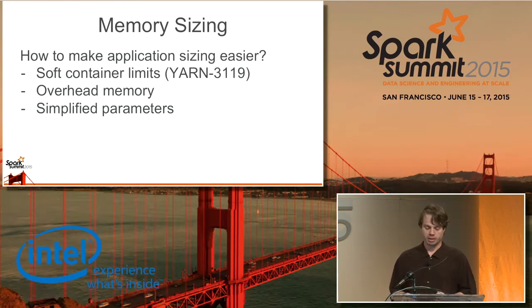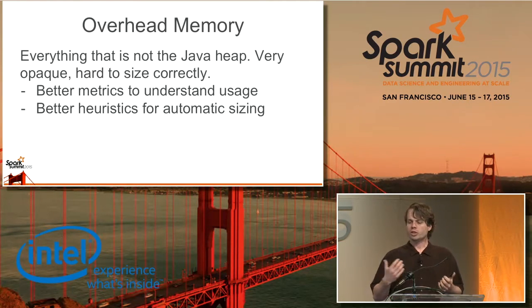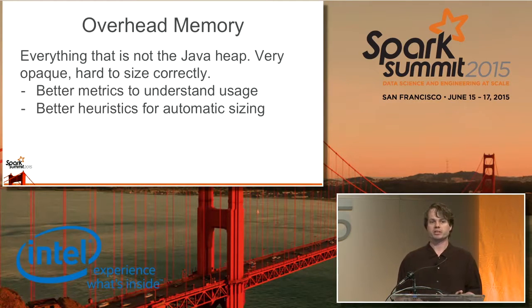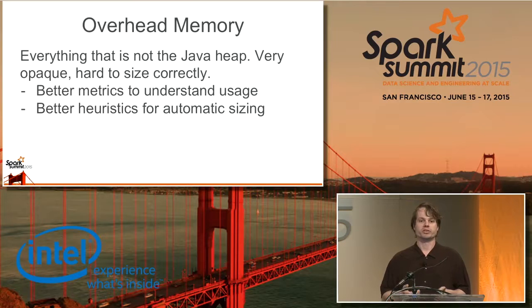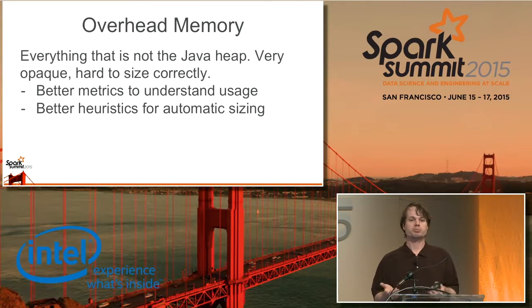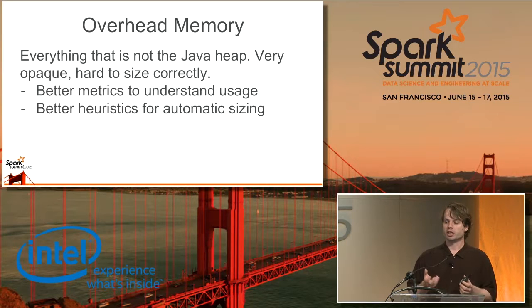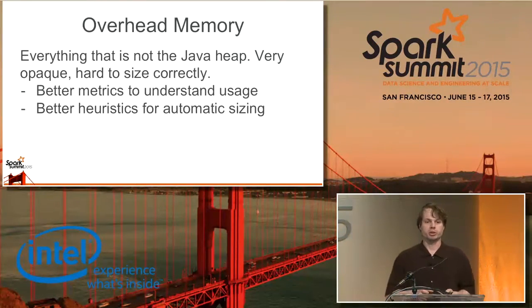So we're going to talk about how overhead memory affects Yarn applications, and we're also going to talk about simplifying those parameters. So overhead memory, as I mentioned before, is everything that's not in the Java heap. So you have native library buffers, the Java permgen, direct buffers used by Java libraries, and all other things that are really hard to figure out where that memory is being used.